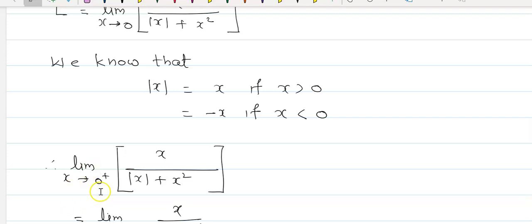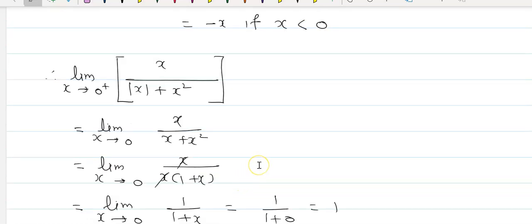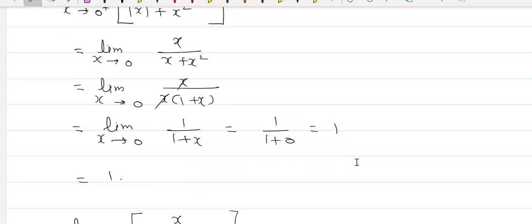We have the right hand side limit: limit x tends to 0 plus, x upon mod of x plus x square. Substitute the value of mod of x as x: x upon x plus x square. Take x as common, x gets cancelled. As limit x tends to 0, x is replaced by 0: 1 upon 1 plus 0, that is equal to 1.